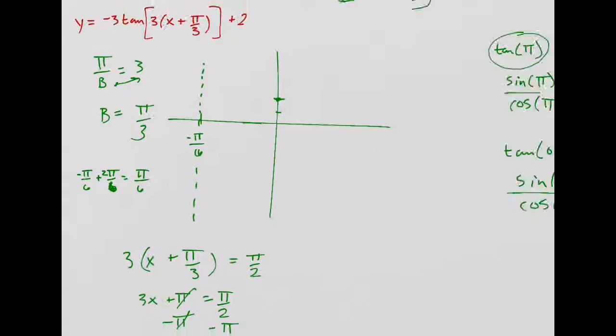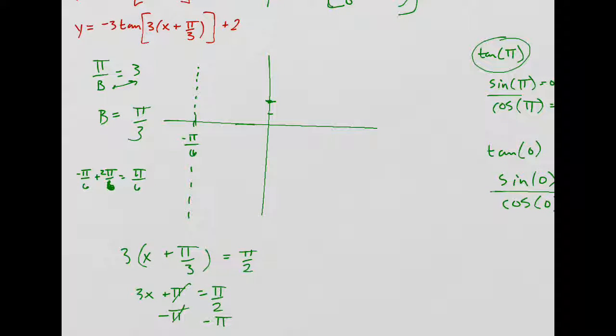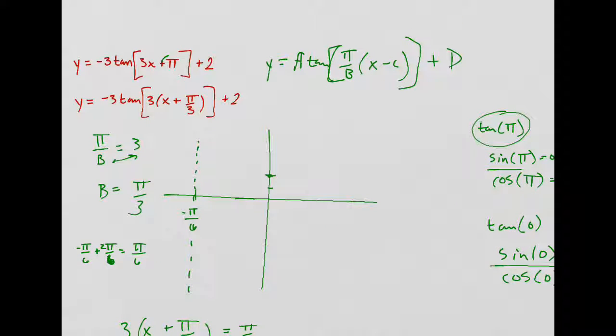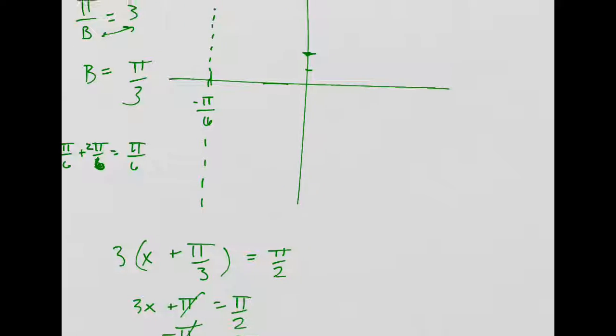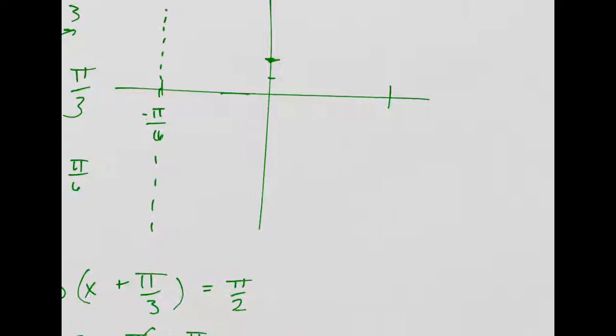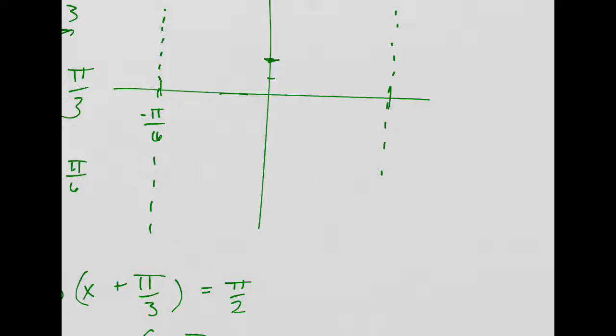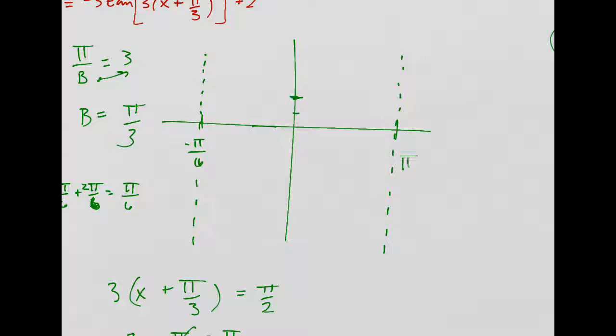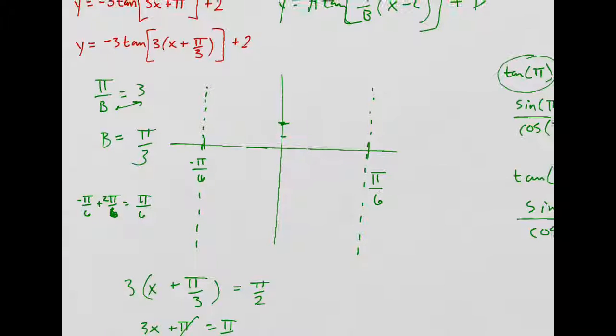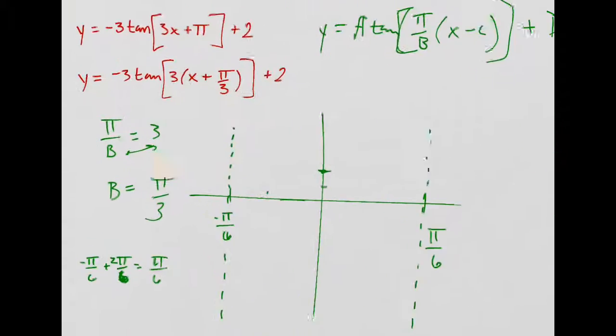Hold up. Did I miss something? Maybe not. So the other asymptote supposedly is at pi over 6. I want to plug in something here and something here to see. I think it should look like that, but I'm not sure. So let's figure that out.